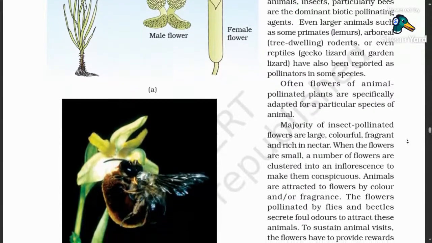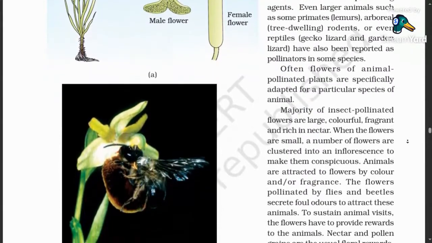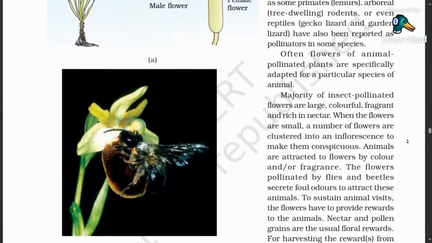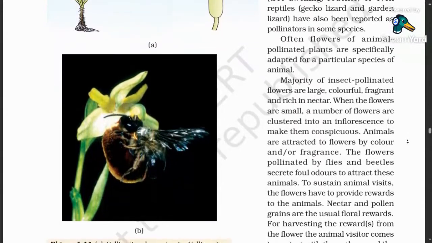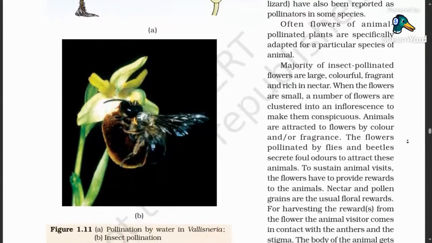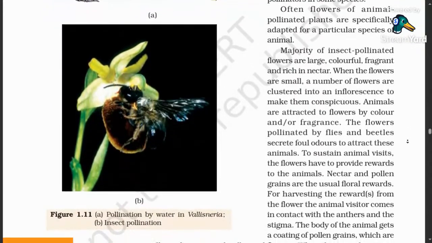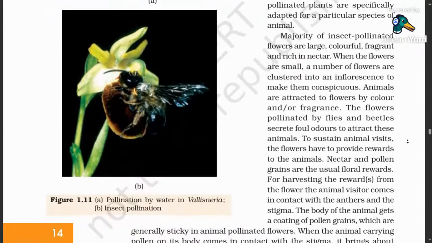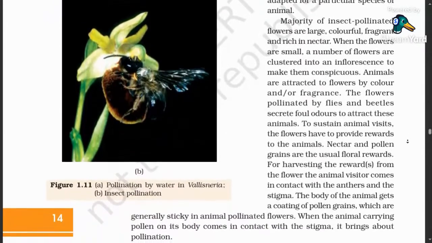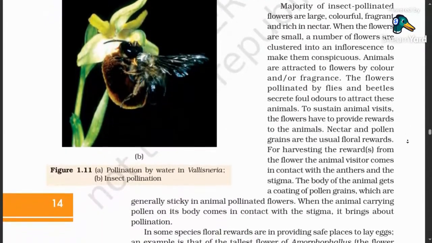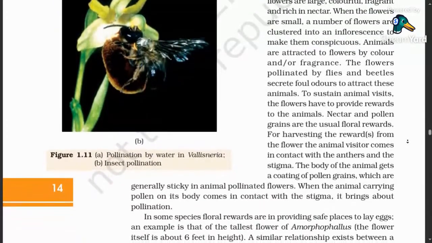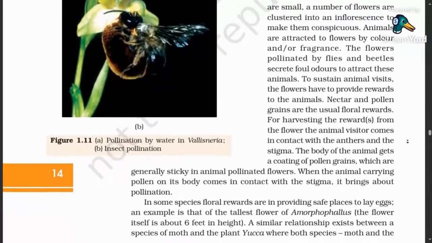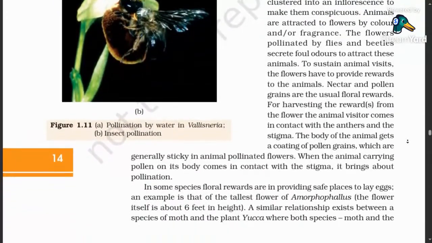The majority of insect-pollinated flowers are large, colorful, fragrant, and rich in nectar. When the flowers are small, a number of flowers are often clustered into an inflorescence to make them conspicuous. Animals are attracted to flowers by color and/or fragrance. The flowers pollinated by flies and beetles secrete foul odors to attract these animals. To sustain animal visits, the flowers have to provide rewards to the animals.